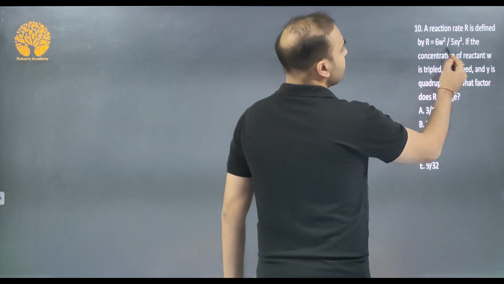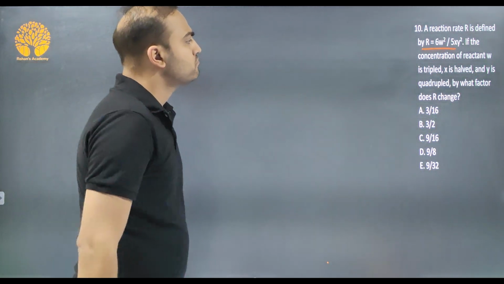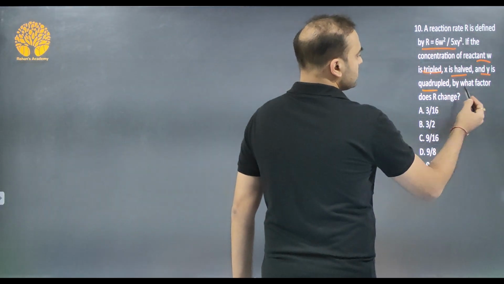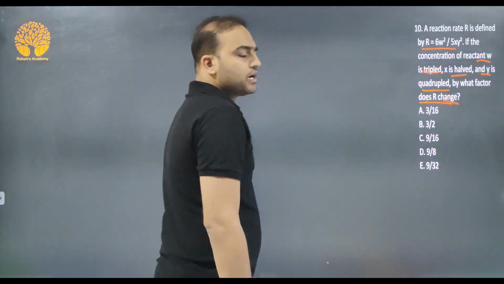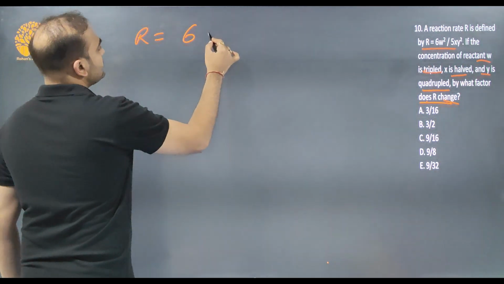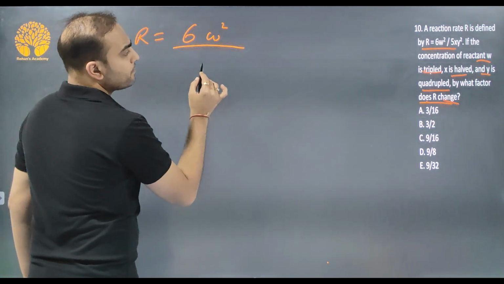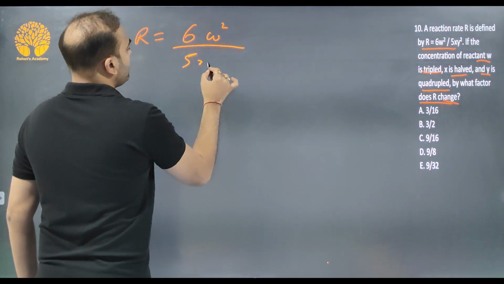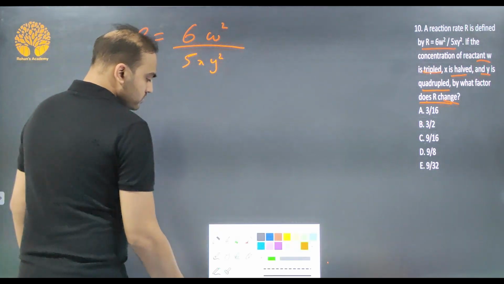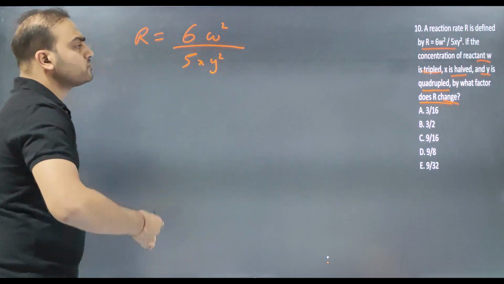We have r is given as something, and they are changing the variables. By what factor does r change? Okay, so we know r is 6w square by 5xy square. Now see, again students get confused.